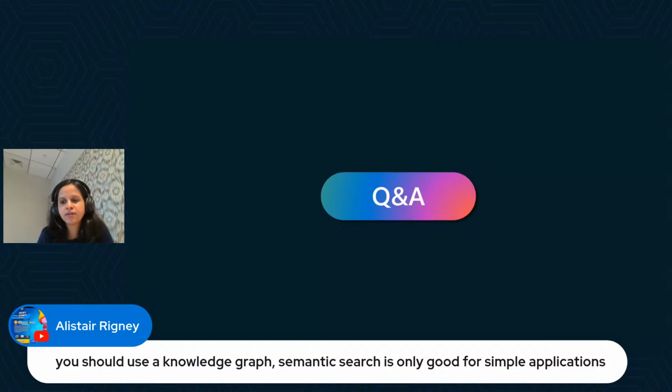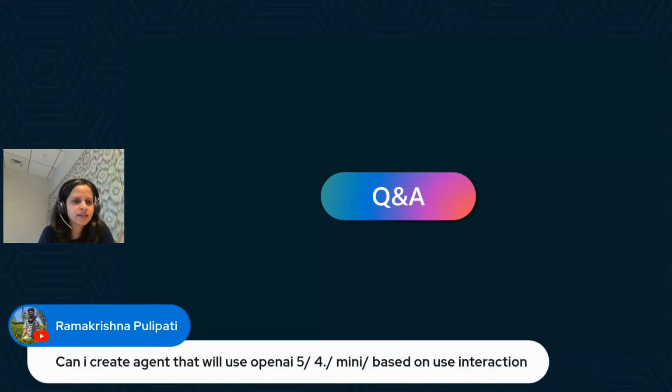Can I create an agent that will use OpenAI 5.4 Mini based on user interaction? You can create agents, and every agent can connect to a different model. That is possible. So the answer is yes, you can create multiple agents with multiple models. There is also a concept of model router in the model catalog, wherein based on the request the model router gets, it decides on its own which model to hit. You can go through this concept if you're interested.